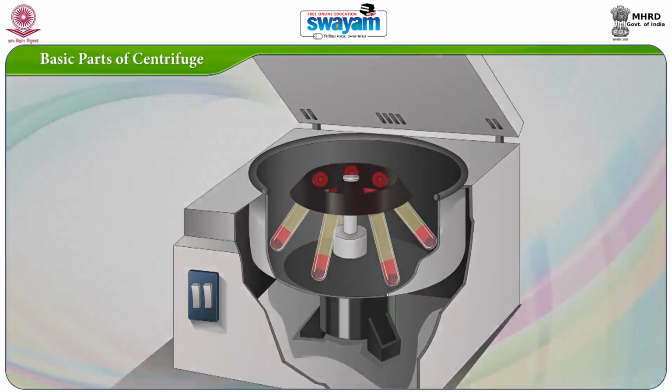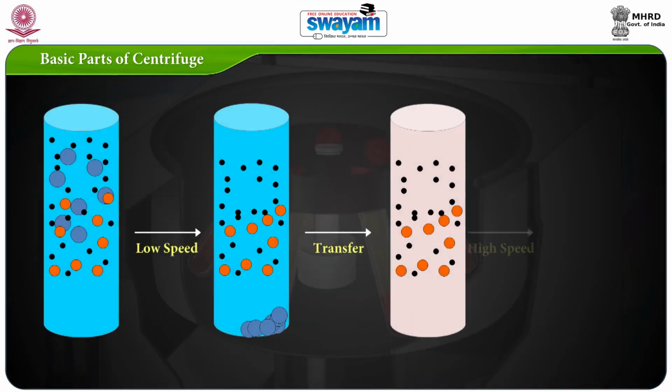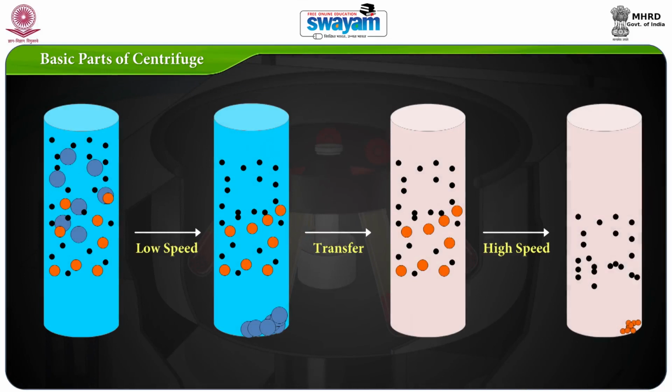What is differential centrifugation? In differential centrifugation, you progressively increase the speed of the centrifugation process. When you centrifuge at low speed, what happens? There will be sedimentation of molecules of higher size. Then you take the supernatant and centrifuge again. The sedimentation will be based on the size. So at low speed the high size particles will sediment.